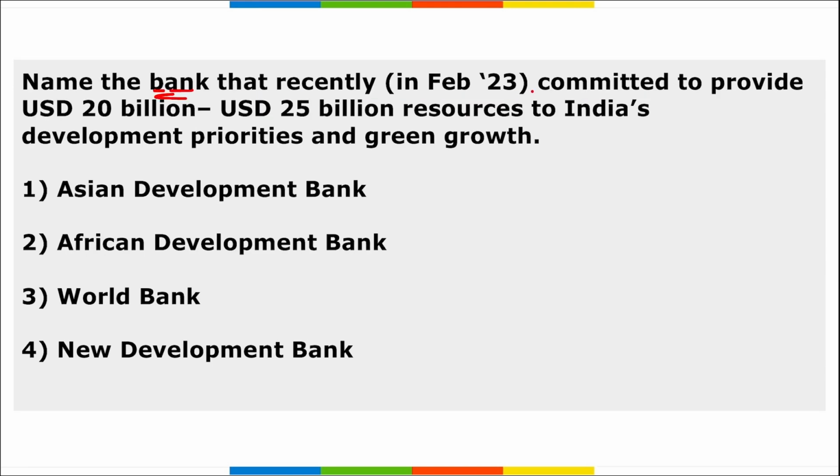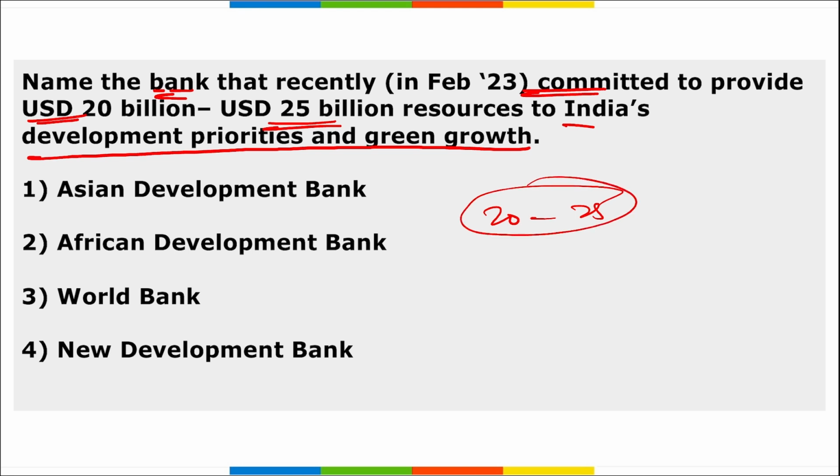Next, name the bank that recently committed to provide $20 to 25 billion resources to India's development priorities and green growth. I repeat, 20 to 25 billion US dollar has been committed by which bank for development of various priorities, sustainable development goals, and all the resources, infrastructure, fuel and power projects that will work on green energy. That means that will be green in nature, that won't be polluting our climate.